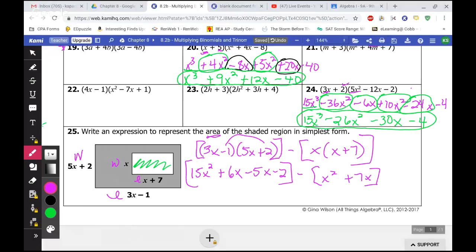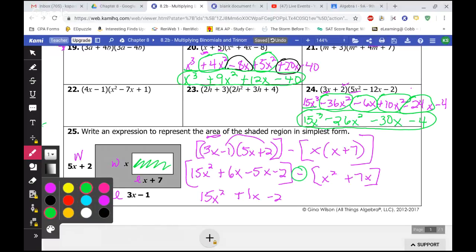Need to be really cautious on this next step, so follow along. We're going to do some combining like terms. We have a 15x squared. And we did our FOIL correctly, so our middle two terms can be combined. So we've got a 6x and a negative 5x. So that's going to be a 1x minus 2 here. This negative right here, this subtraction, gets distributed to everything in here. So now I've got a minus x squared and a minus 7x.